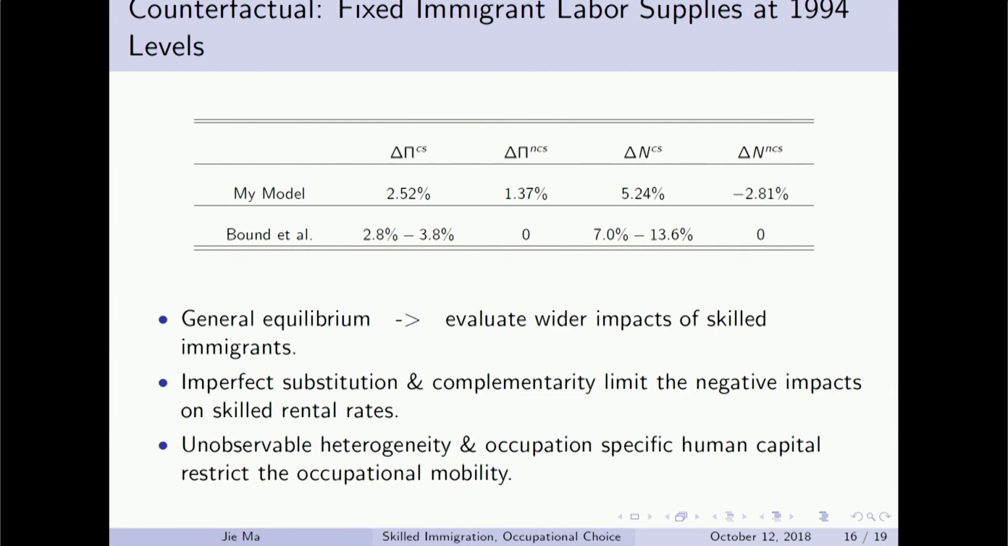So the lack of substitutability between native and foreign workers could contribute to this muted and smaller impact of inflow of skilled immigrants. In my model, I also have a human capital component. That's why human capital is occupation specific. It acts like a friction to mobility. That's why I also find a smaller impact on employment level.